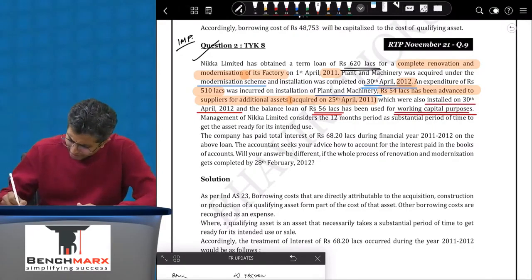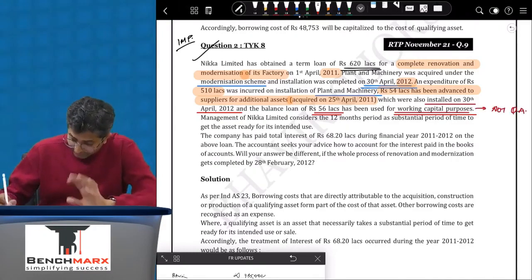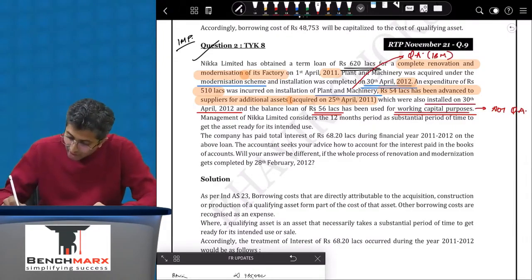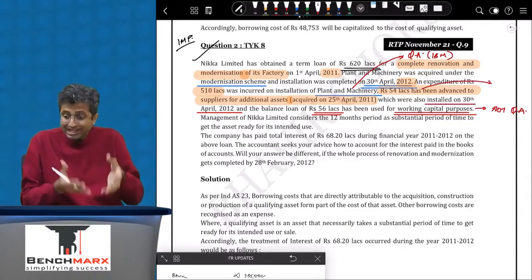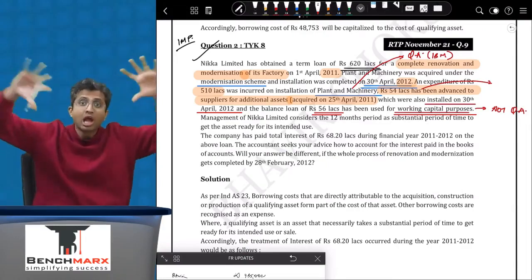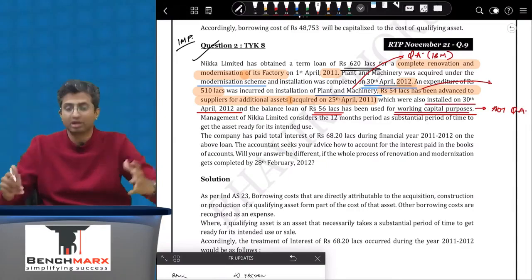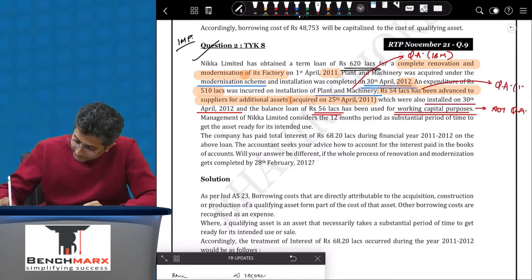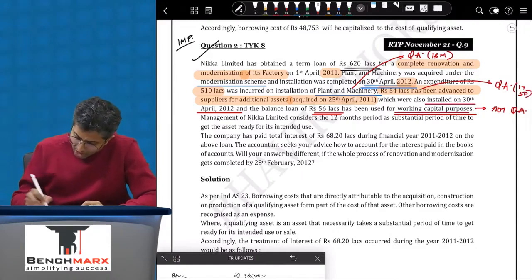Okay, so typically the amount which is spent for working capital will not be a qualifying asset unless it is otherwise given. The amount which is spent for plant and machinery will be considered to be an amount spent for a qualifying asset because it took 13 months to be ready for the use. Installation took 13 months. And for the 54 lakhs, you have not constructed these additional assets. However, these additional assets were acquired on 25th of April. But again, in order to do the renovation, the modification, it took 1 year and 5 days. And hence, this can also be taken as a qualifying asset. It took more than 1 year. 1 year and 5 days.